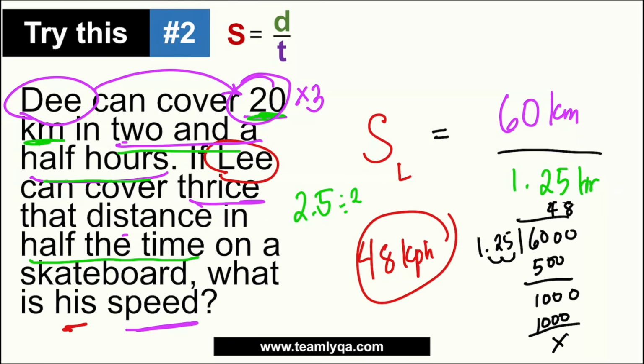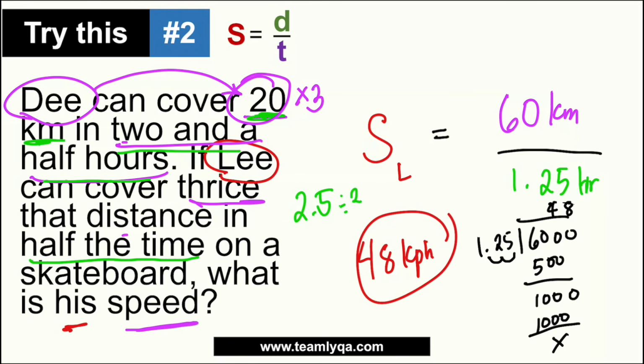Okay? Now, again, that is very different dun sa speed ni D. Kasi ang speed ni D is 20 divided by 2.5, which will give us just 8 kilometers per hour. So, mabagal si D kesa kay Lee. Ayun yung idea ng problem. So, the answer is 48 kilometers per hour.